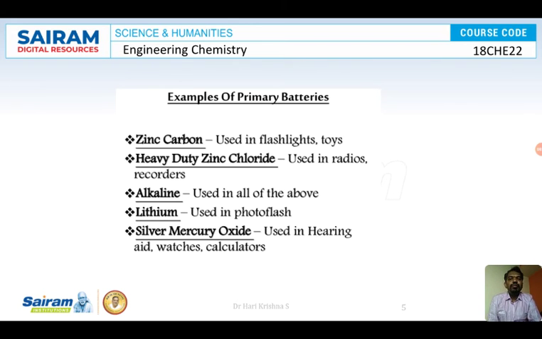Examples of primary batteries: you have the zinc carbon battery, which is used in flashlights and toys. The heavy duty zinc chloride battery is used in radios. We have the alkaline battery. Lithium batteries are used in cameras. The silver mercury oxide battery is used in hearing aids, watches, and calculators. You have the zinc air battery used in hearing aids.